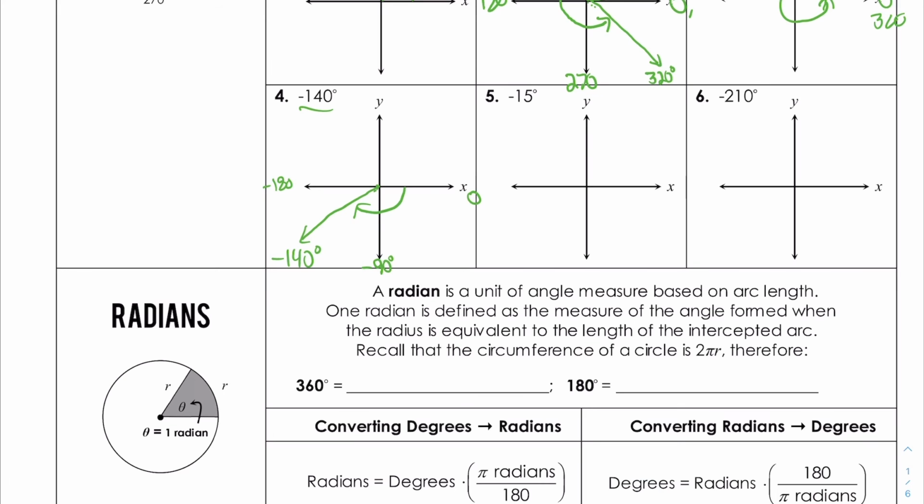Negative 15 degrees is just barely past the start. To get this measurement, we'll cut this quadrant in half, and that'll be negative 45 degrees. If we cut that top part in half again, then half of 45 is negative 22.5. And for negative 15, we'll go smaller than that. So it'll end up more than halfway of negative 22.5. But still, it's a small angle.